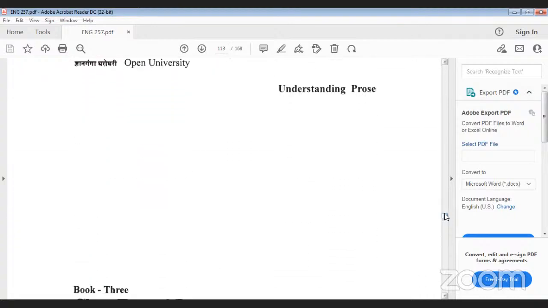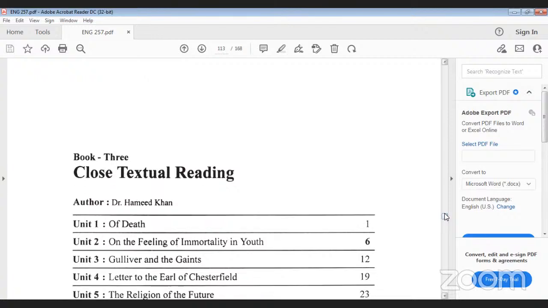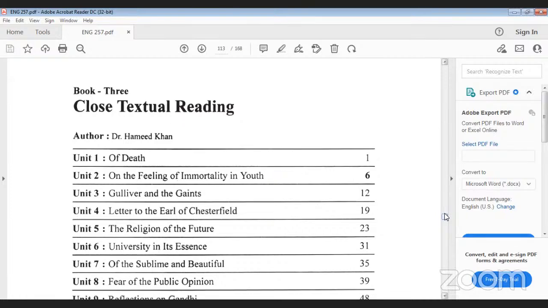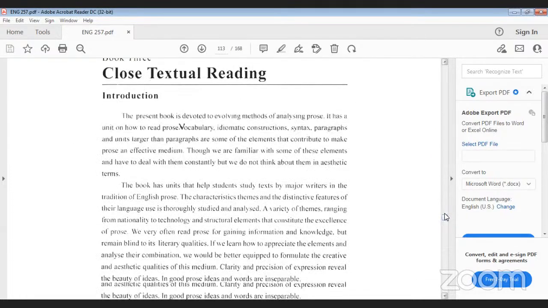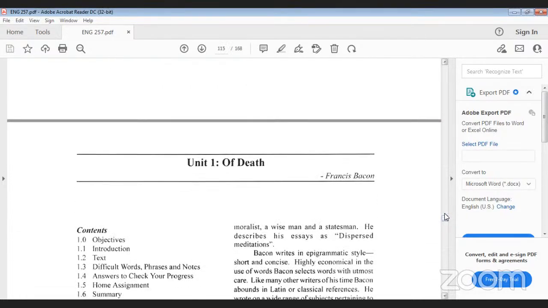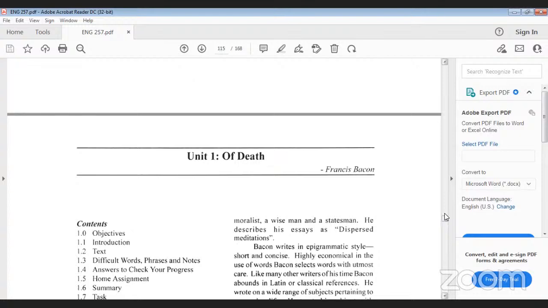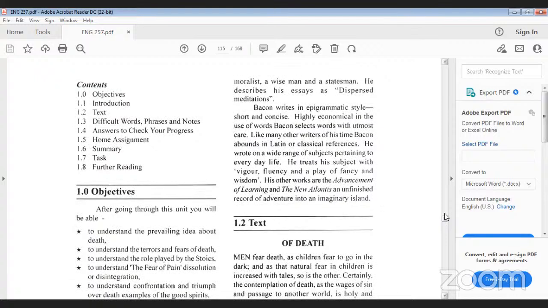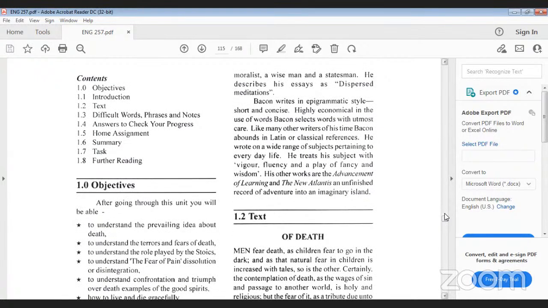understanding the prose, book three, textual reading. Dr. Ahmed Khan. Of Death, Francis Bacon. Okay, this is a prose essay. Men fear death.